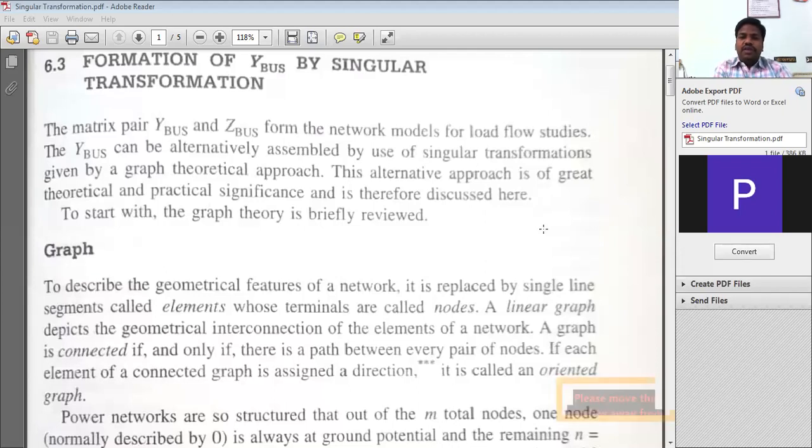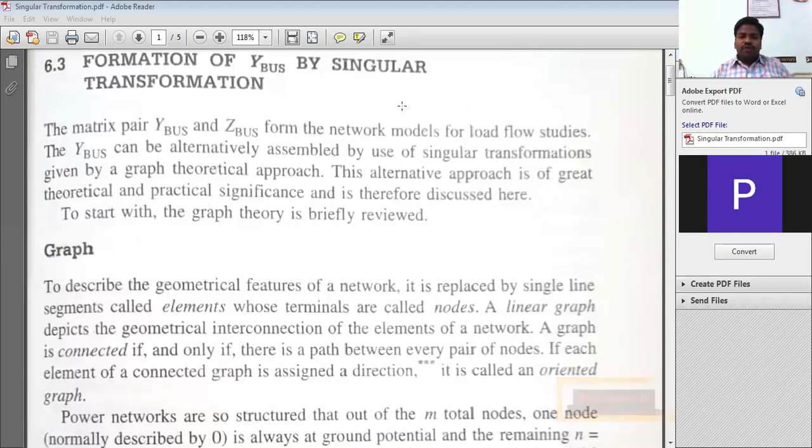See, you can form the Y-bus by using two methods. First one is by using singular transformation, and the second one is by using direct inspection method. So you will have two methods. The first one is singular transformation that we are going to discuss here. And later, we are also discussing the formation of Y-bus using direct inspection method that will be used for the next chapter, that is load flow analysis or power flow analysis, right?